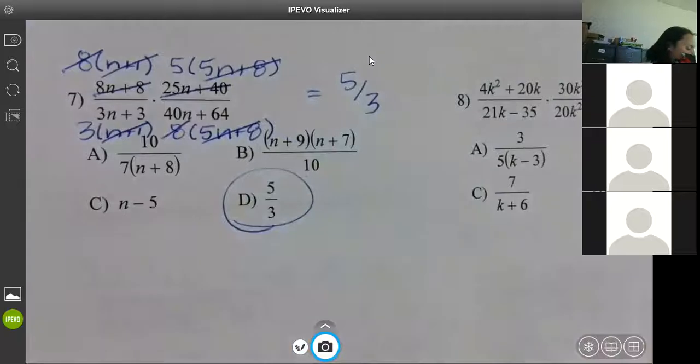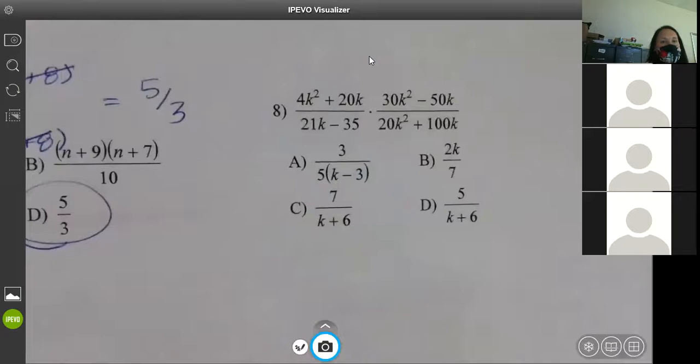Where are my holes? Negative 8 over 5 and negative 1. Do I have any asymptotes? Nope. No numbers left or no variables left in the bottom. Good. Next one. What can I take out of the top?